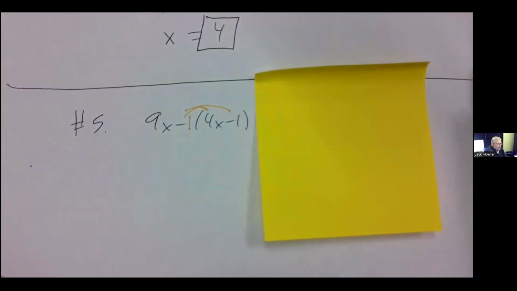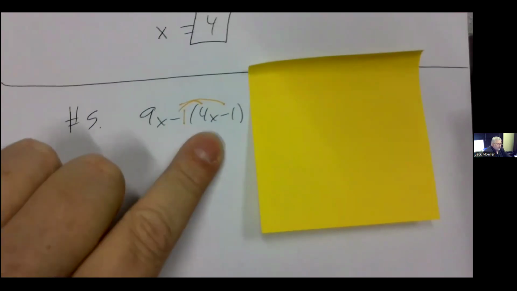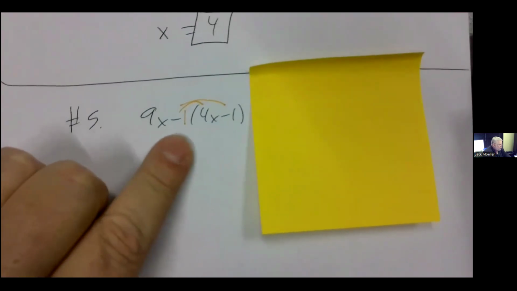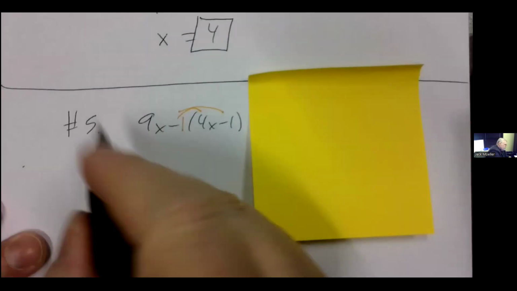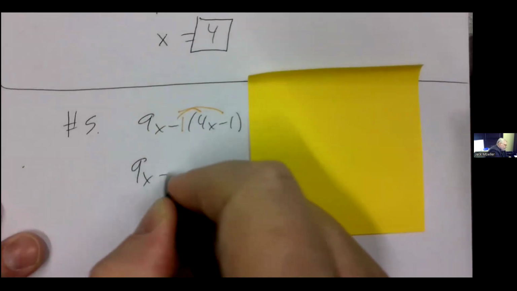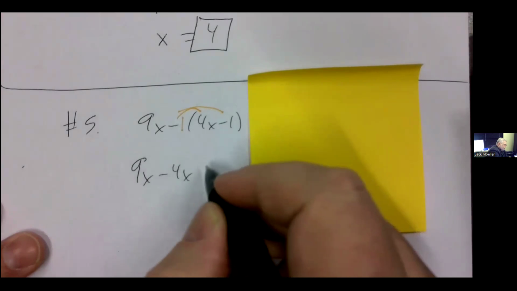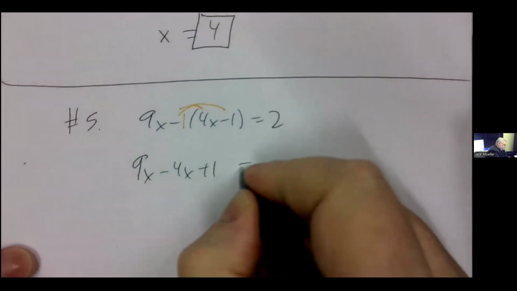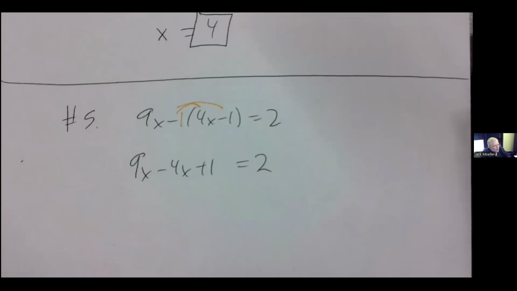And if it helps, you can make that a negative 1. Either way, it's going to change both those signs, because when you're multiplying by a negative, or the opposite of, you're changing the signs. So that's 9, and then minus 4x, and then minus times minus would be a plus 1. Now what?